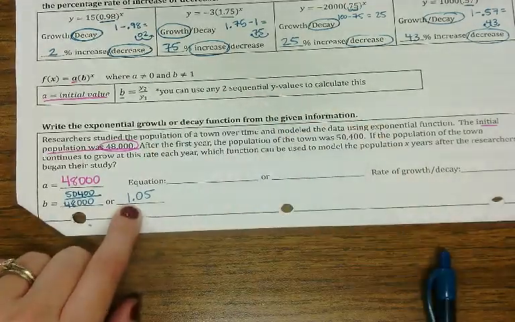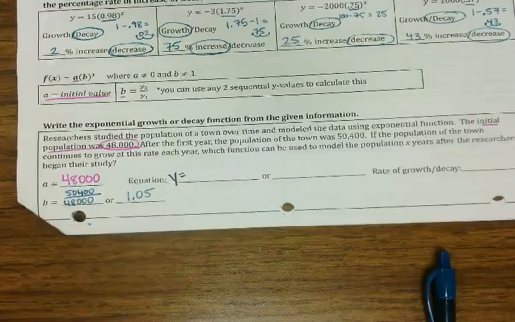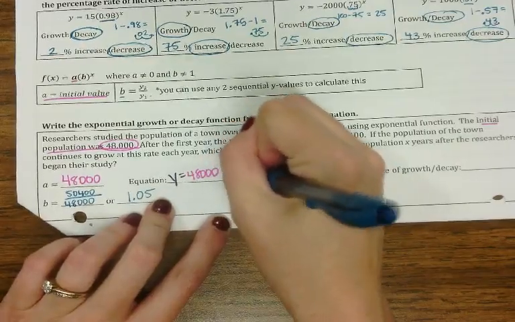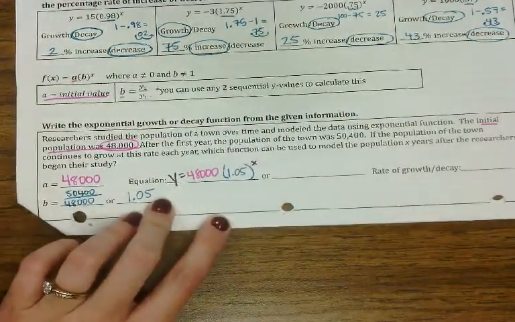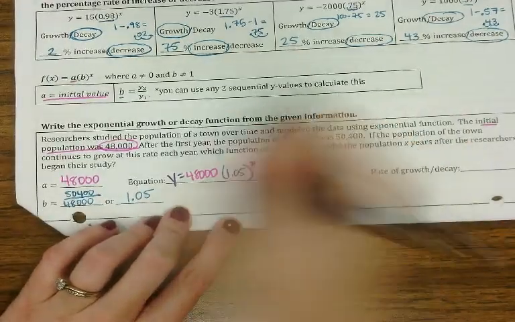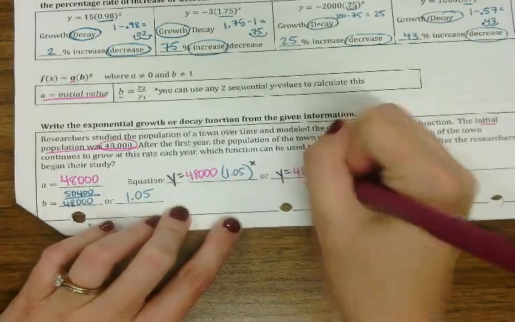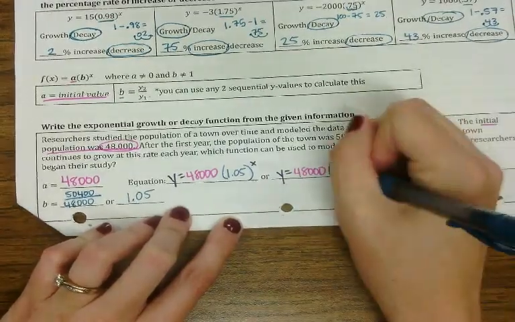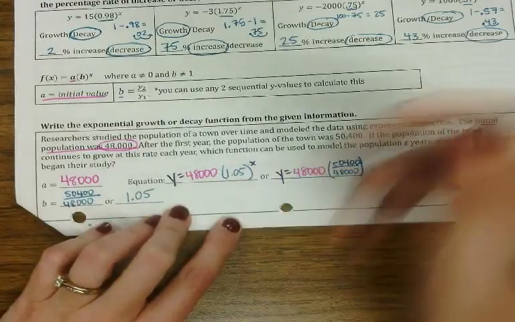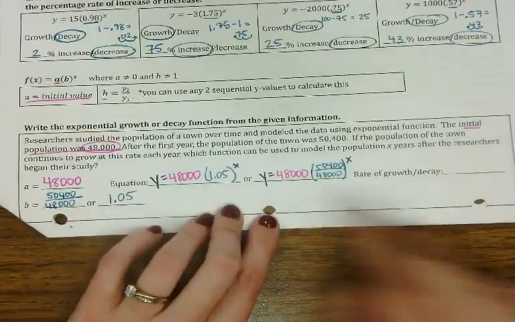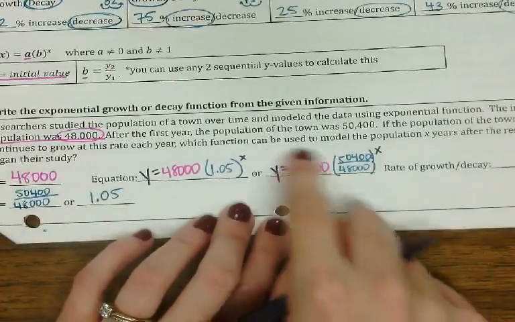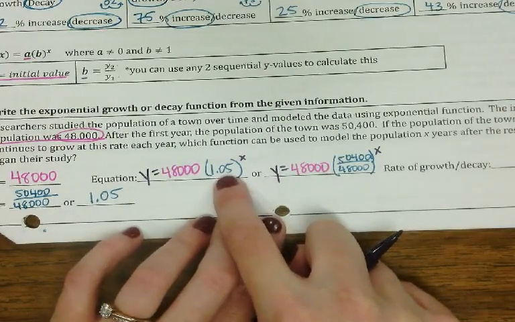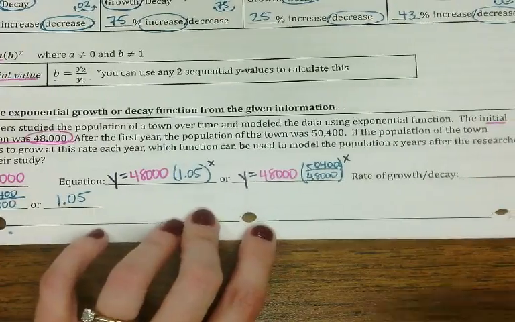So my equation would be y equals 48,000 times 1.05 to the x power. And you can also see it as y equals 48,000 times, I've seen it like this before as well, 50,400 over 48,000. I think this one is way clunkier and a lot uglier, but you are welcome to write it that way, okay? I just want to show you where we're getting that 1.05 from. Does that make sense? So, guys, how much is it actually growing by? What is that rate of growth going to be?